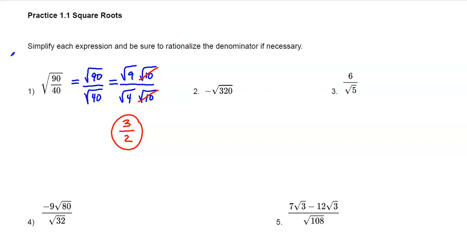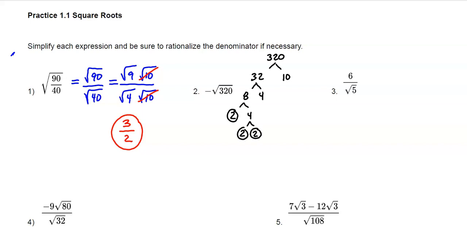Number 2, negative radical 320. Well, the negative is outside, so we'll worry about that later. Let's try to figure out 320. And I'm going to use the prime factorization method on this one. So I'm going to just start breaking 320 down any way I can. I'm going to use 32 and 10. You could start however you want, it doesn't matter. And 8 times 4 is 32. And I'm just going to keep going until I get a number that cannot be broken down any further.